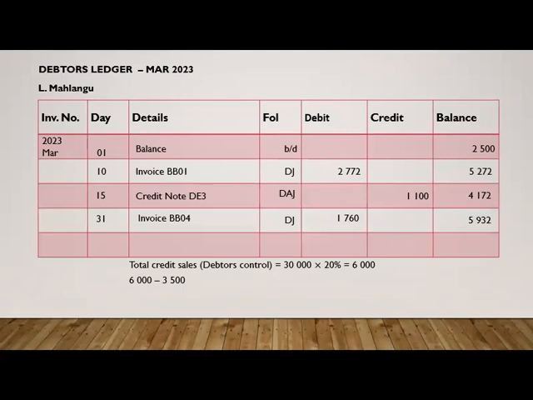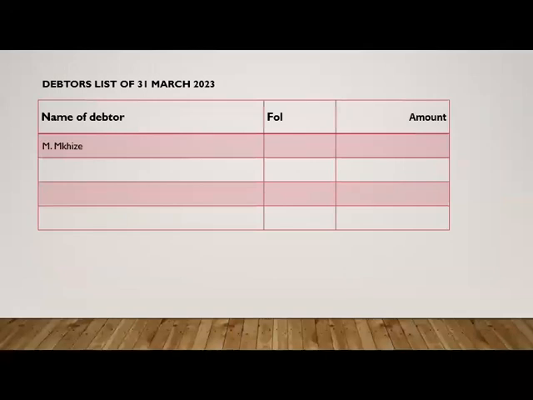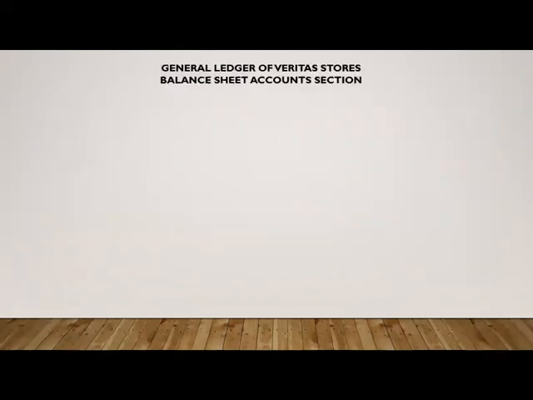So what I did here is that I got my debtors control, and after getting my debtors control, I subtracted what M Mkhize was owing, all right? When you take your debtors control and subtract what Mkhize was owing, you will get what L Mahlang was owing, which is 2,500. Yeah, I just wanted to explain that part. That was the only part that was tricky, I think.